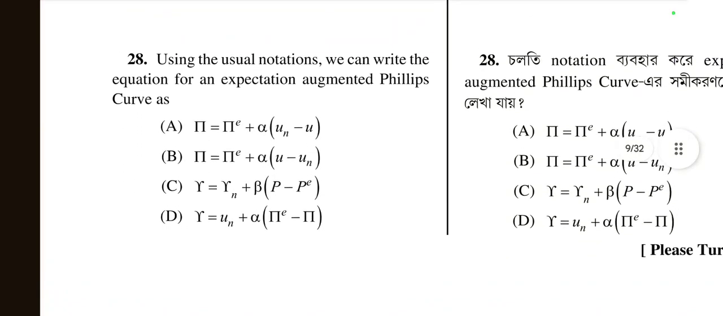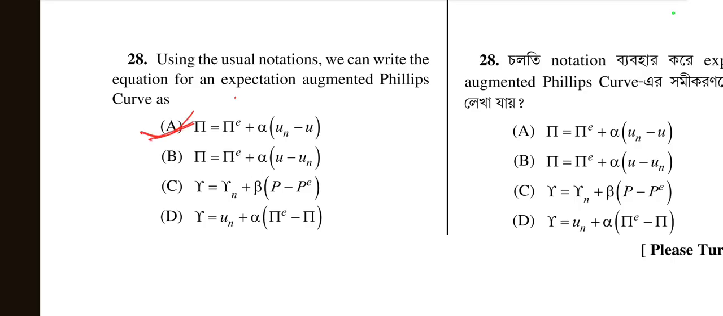Then come to question number 28. Using the usual notation, we can write the equation for an expectation augmented Phillips curve. The options are: pi equals pi e plus alpha (un minus u), or pi e plus alpha (u minus un), and so on. So here the right option is pi equals pi e plus alpha (un minus u).